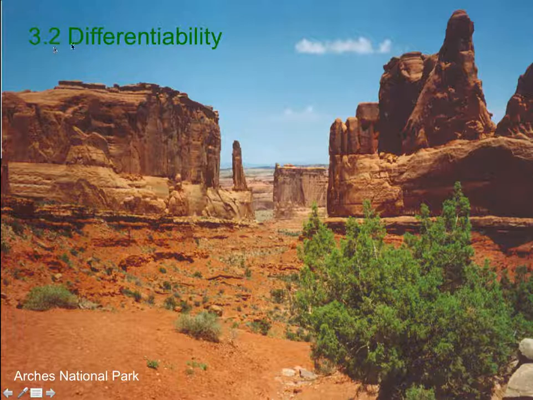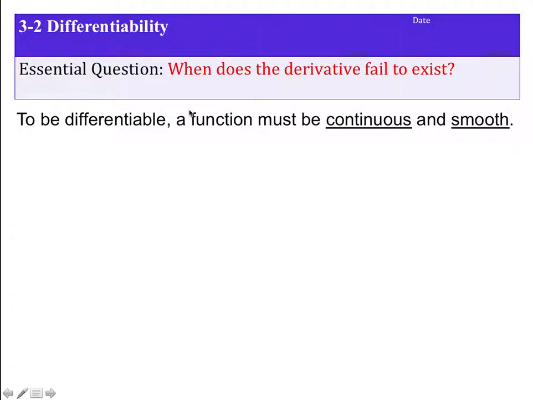So really 3.2 is we're talking about differentiability. In other words, the ability to find, so you can see the word ability here, the ability to differentiate. Or in other words, the ability to find a derivative. And so first we're going to look at the opposite of that. So the essential question is, when does the derivative fail to exist? In other words, when can we not find a derivative?